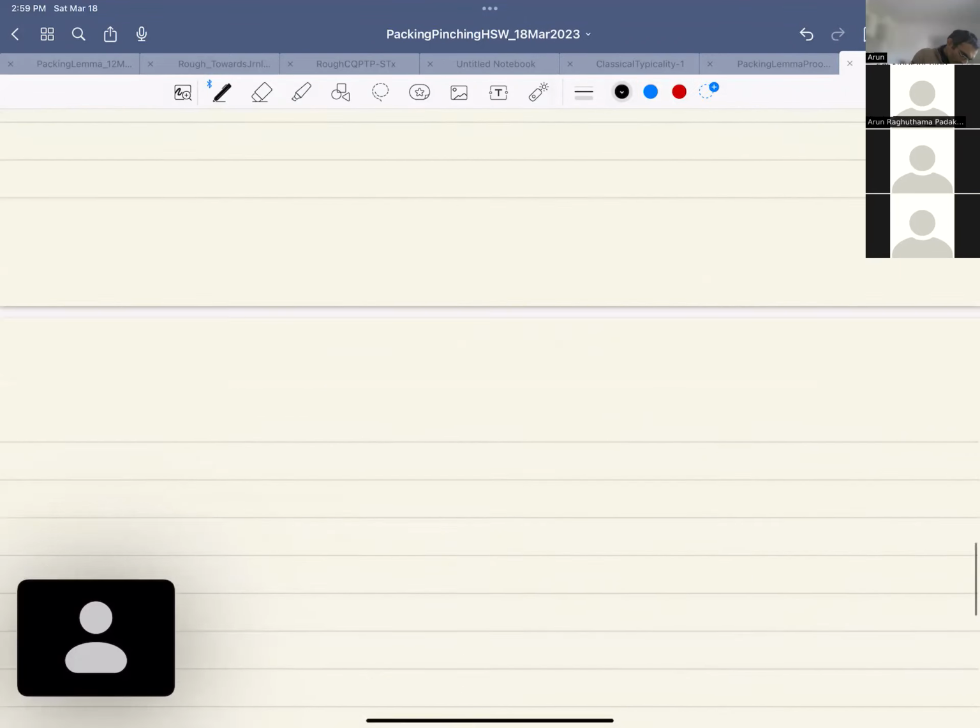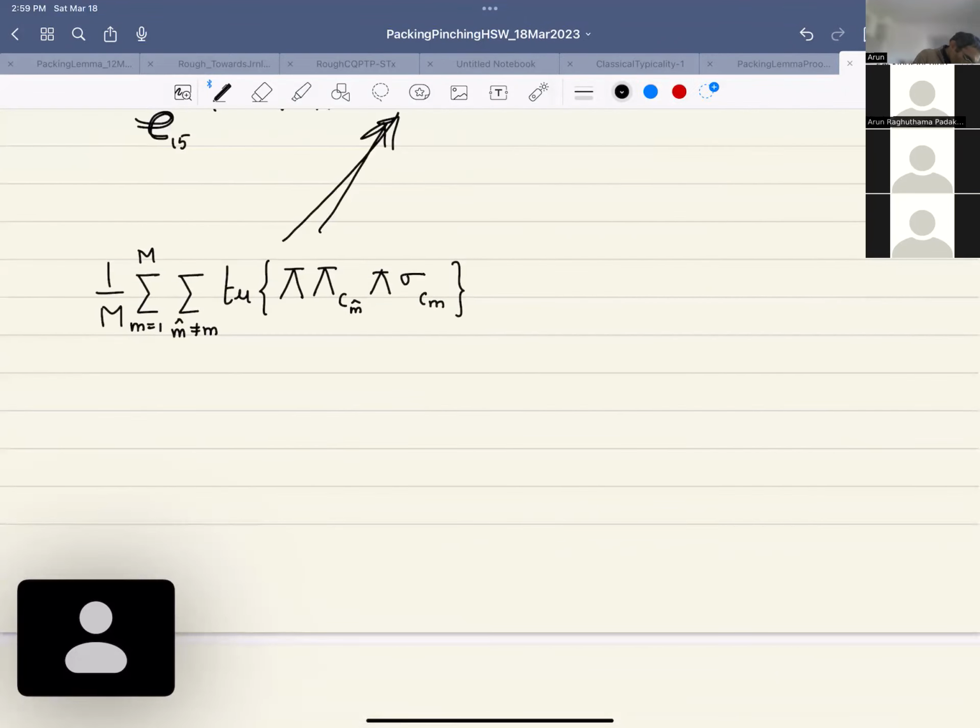Okay, so this is the term. Now, what do we do? First thing, 1 by m, summation m equal to 1 through capital M, m hat not equal to m, trace of, by cyclicity of the trace, I can say this is cm hat pi sigma cm pi.